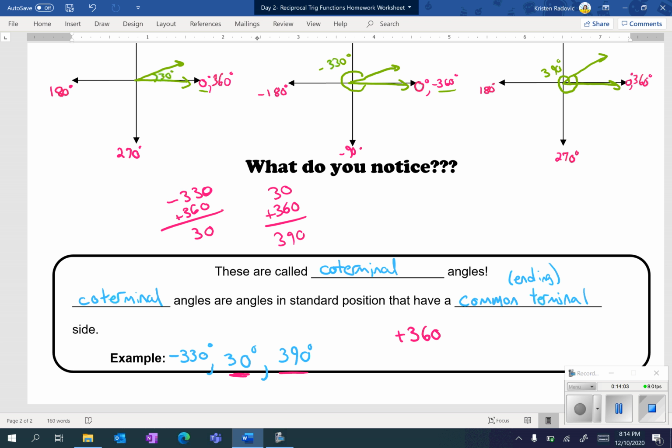On the flip side, because you could have negative angles, you could also subtract 360 to find another coterminal angle. So for example, if you had an angle of 10, a coterminal angle of 10, if you add 360, would bring you to 370. So angle 10 and angle 370 end in the same spot when you sketch them in standard position.